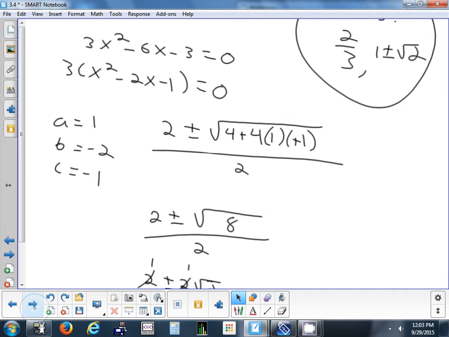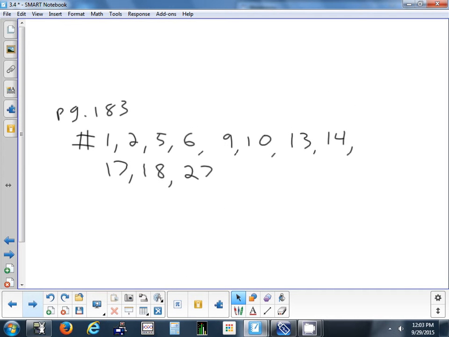Yep, so for homework, it's on page 183. And it's 1, 2, 5, 6, 9, 10, 13, 14, 17, 18, and 27. Okay, there are some other things you can use synthetic division for. They're in the section, but we're not going to look at them this week.